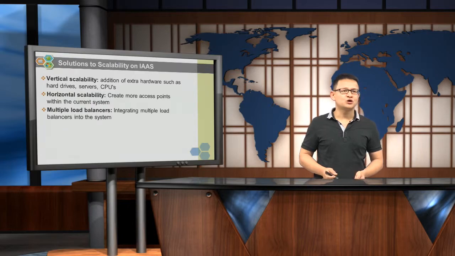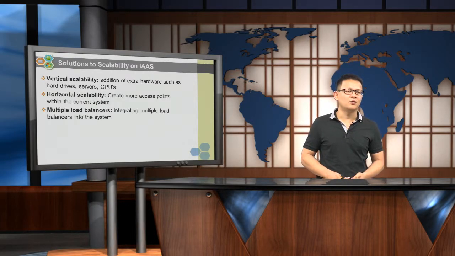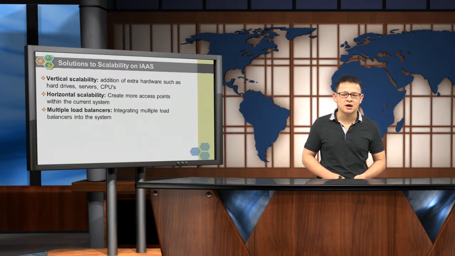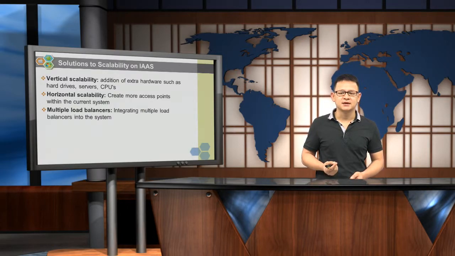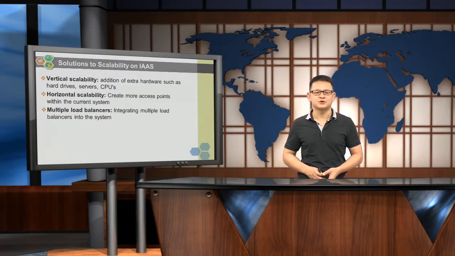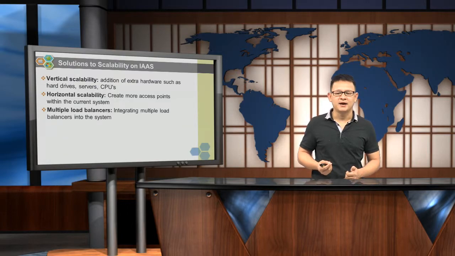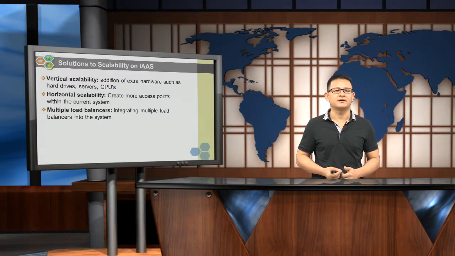And the third solution we can look at here is multiple load balancers. So the idea is the integration of multiple load balancers into your system. This is probably the best solution for dealing with scalability issues. There are many different forms of load balancer to choose from, like server farms, software, and even hardware that have been designed to handle and distribute increased traffic.